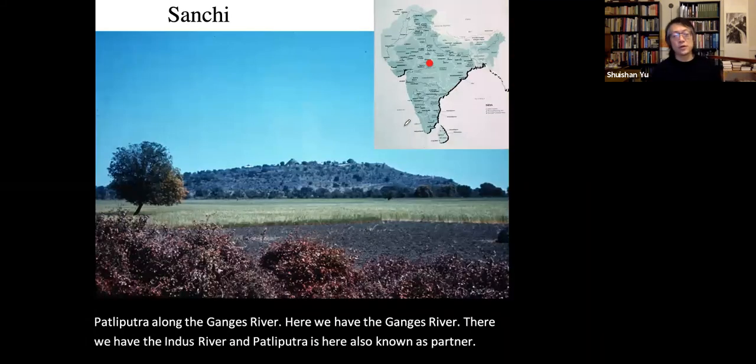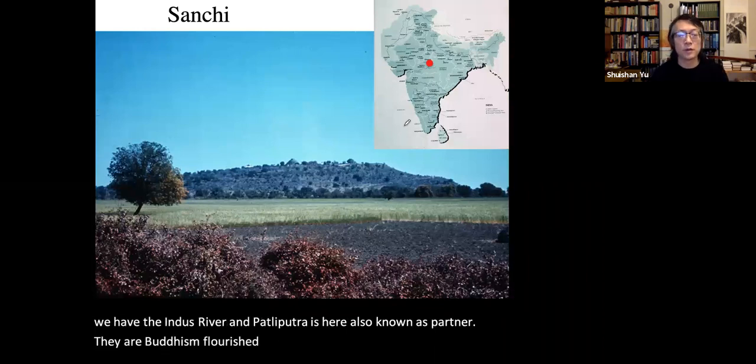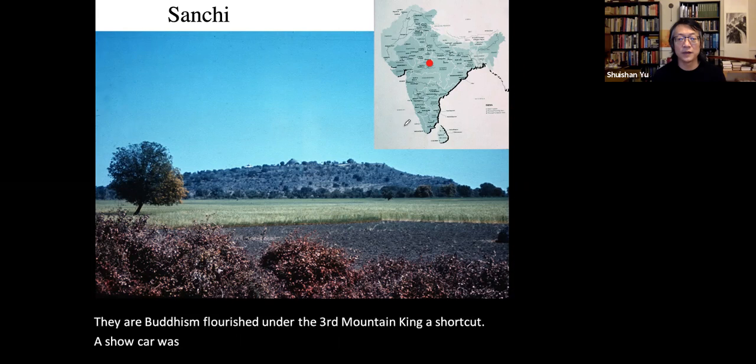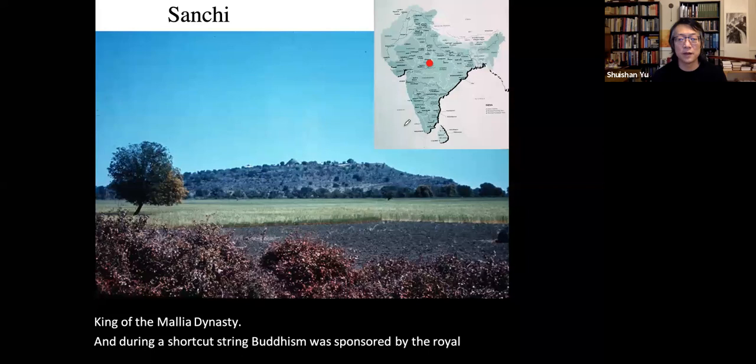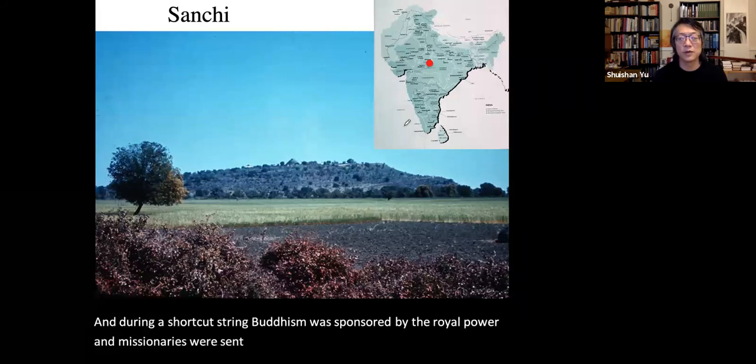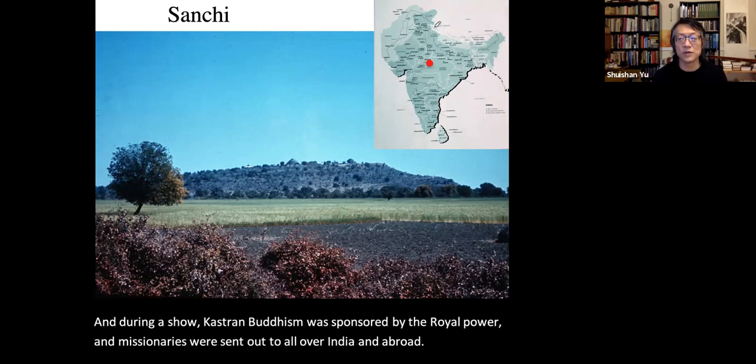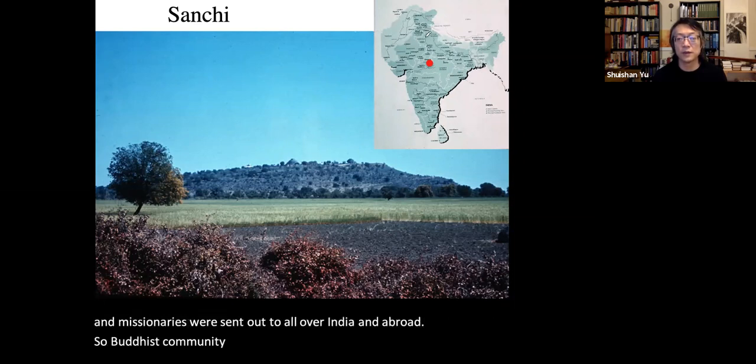There, Buddhism flourished under the third Mauryan king, Ashoka. Ashoka was a 3rd century BCE king of the Maurya dynasty. And during Ashoka's reign, Buddhism was sponsored by the royal power, and missionaries were sent out all over India and abroad. So Buddhist communities were established throughout India.